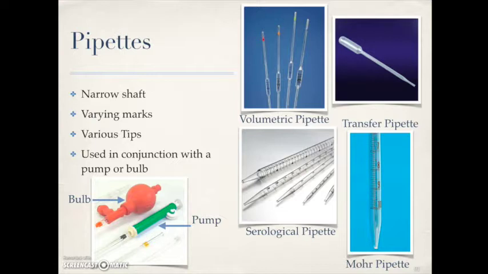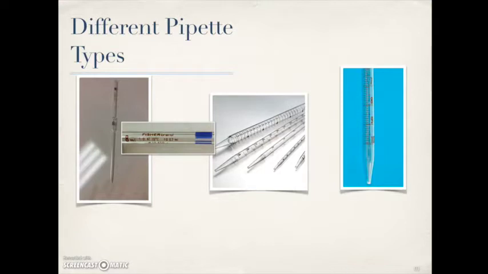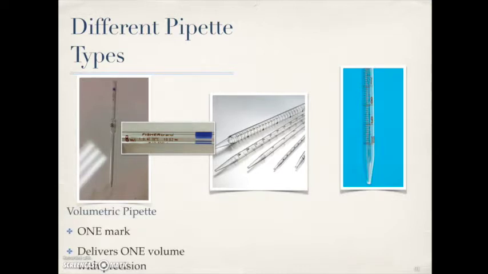Each pipette, except for the transfer pipette, uses a bulb or a pump to pull the liquid into the pipette. So the different pipette types that we're going to be working with are, as we mentioned, the volumetric pipette on the left here. It has only one mark, and as we can see with this pipette, it only measures 8 milliliters. It delivers only one volume, but with precision. Now, if you take a look at the picture directly to the right of that, you'll see that there is an 8 milliliter, and right next to it in very small print, it says TD. That TD means to be delivered. And it also says specifically at 20 degrees Celsius.